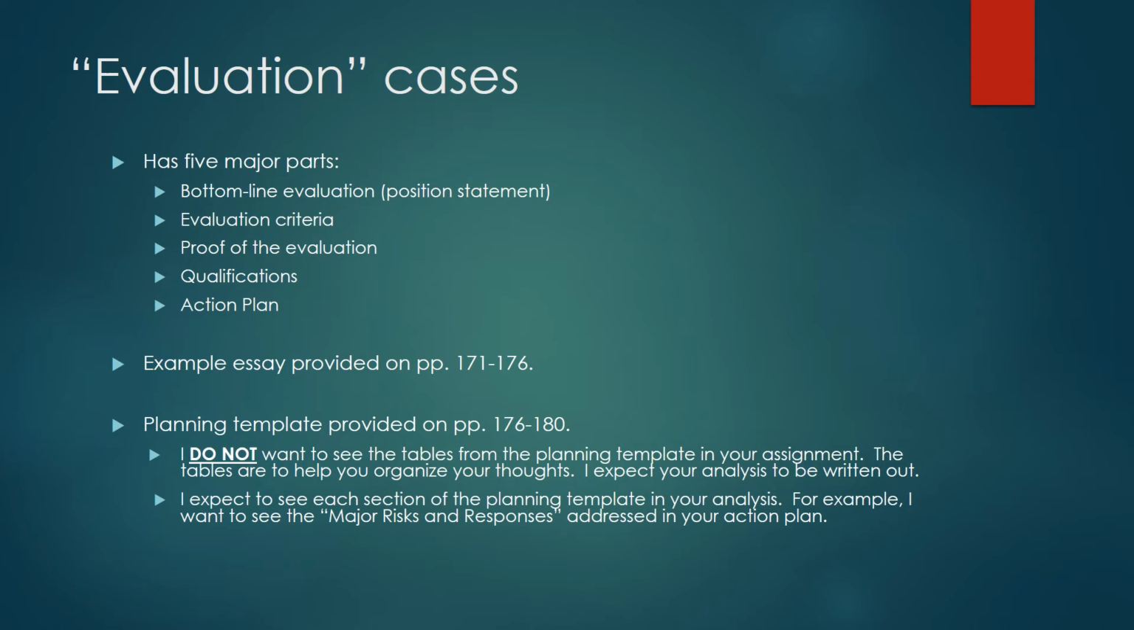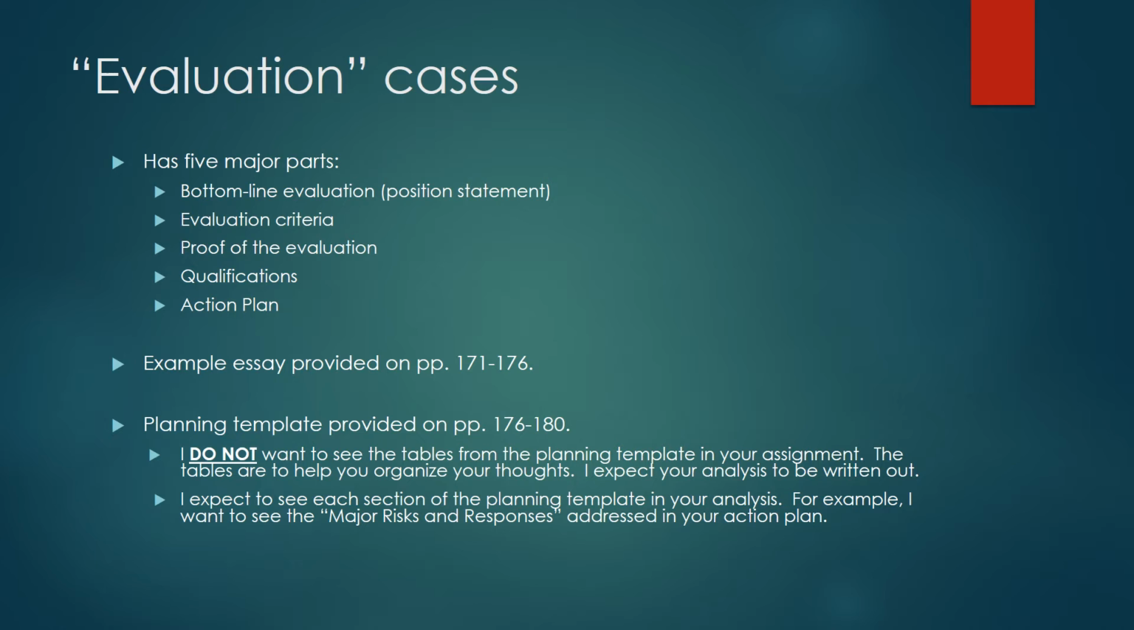Evaluation cases have 5 major parts in the analysis. First, the bottom line evaluation, which is your position statement. Second, the evaluation criteria. Third, proof of the evaluation. Fourth, qualifications. And finally, your action plan. I'm not going to go over each of the major parts because they are broken down really well in your textbook, so you can read that on your own.